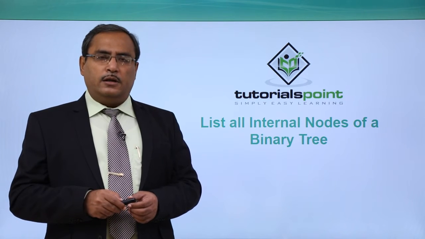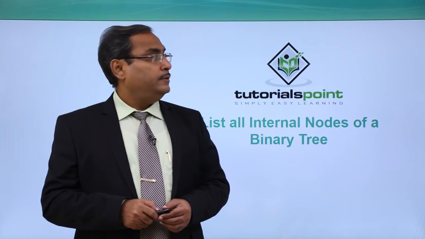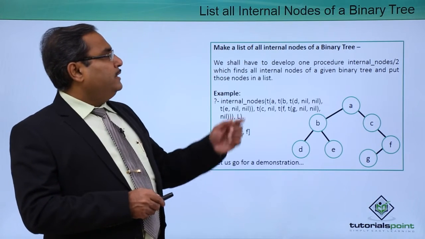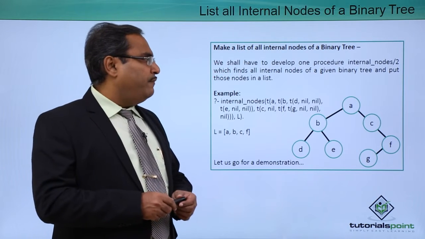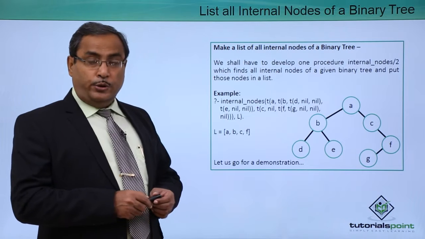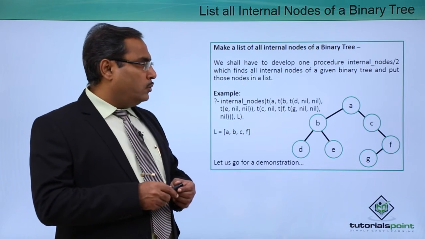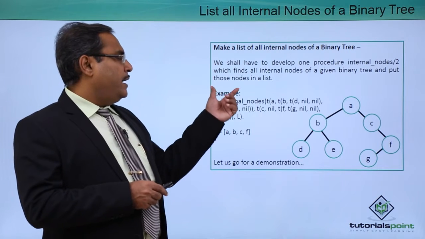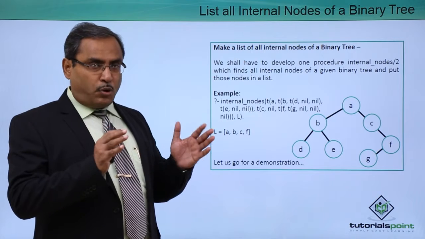List all internal nodes of a binary tree. So this is the problem statement. Make a list of all internal nodes of a binary tree. We shall have to develop one procedure, internal_nodes, which will take two arguments, which will find all internal nodes of a given binary tree and put those nodes in a list. So that is the problem here.